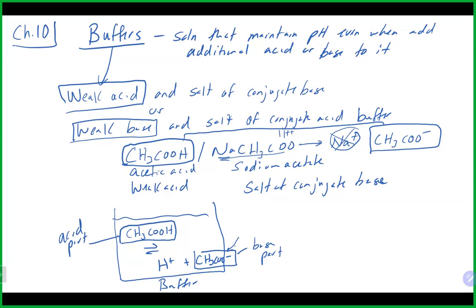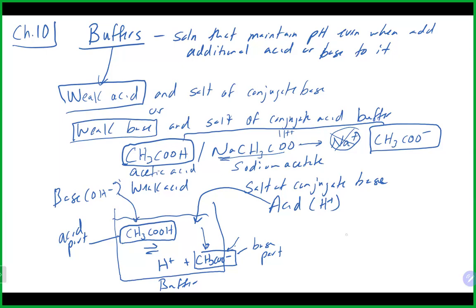Both of those things have to be in the solution to begin with. That's because when you add additional acid, like H plus, into here, the H plus will react with the base part of the buffer and basically make the acetic acid in this example. And it will do some other stuff as well. When you add base to this buffer, which is OH minus, it will actually react with the acid part of the buffer and basically make water and also the sodium acetate.